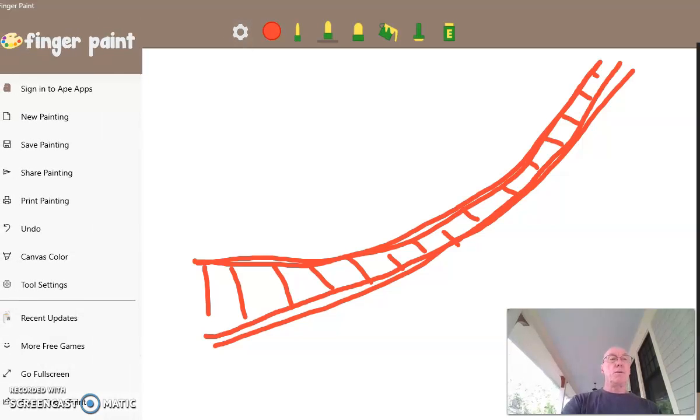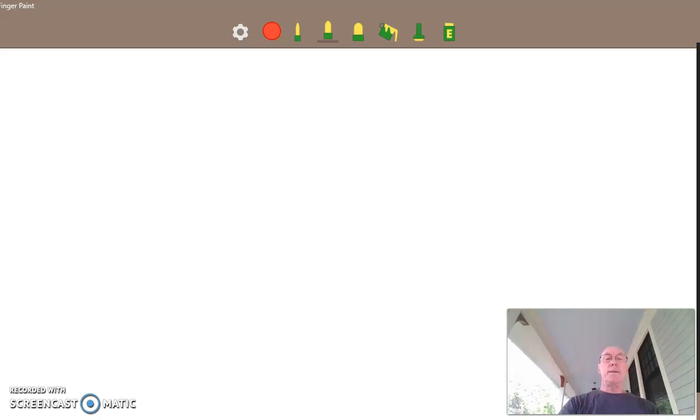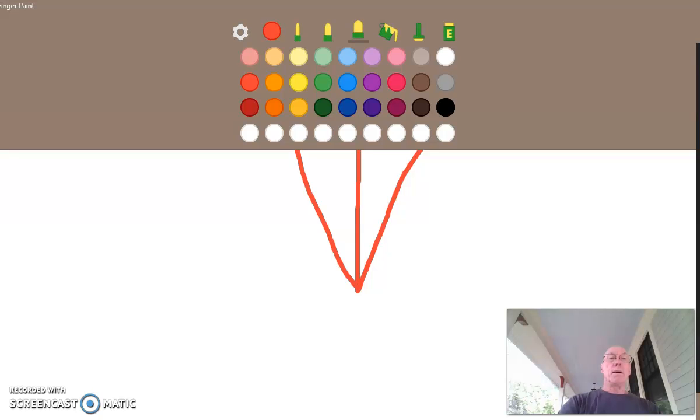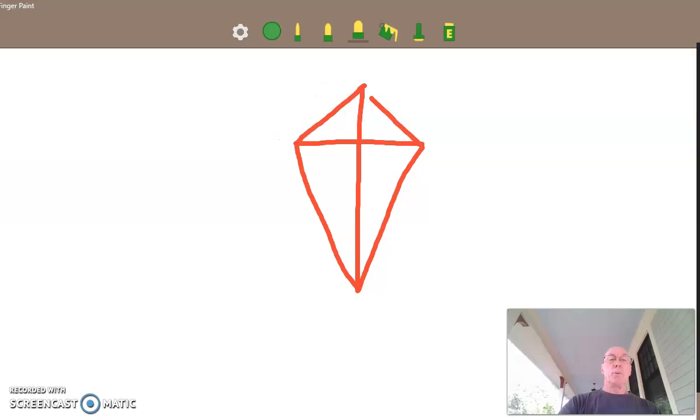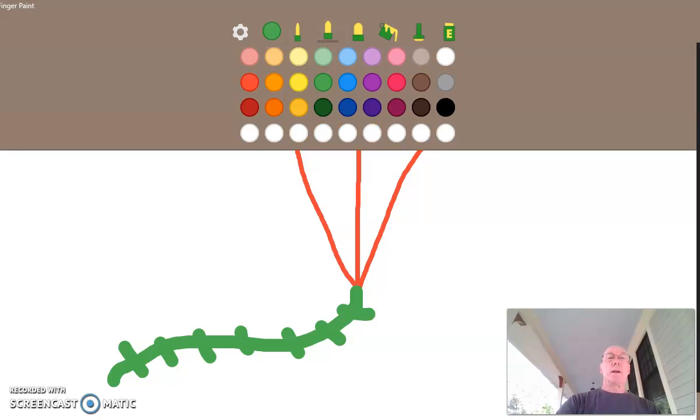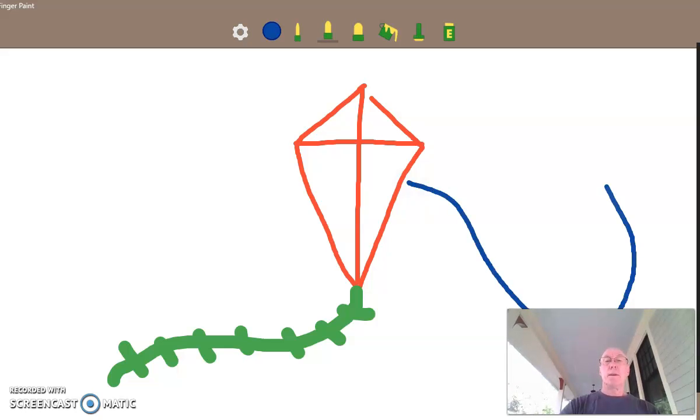What can we draw with just some simple lines like this? Well, we could draw a kite. So one big long vertical line and then a short horizontal line is the basic for a kite. And then you could connect the ends of these lines, and now you have a kite. We could put a tail on it like this. Tail on the kite, and we could put a string on the kite like that. Okay, so that's what you can do with just some simple lines.